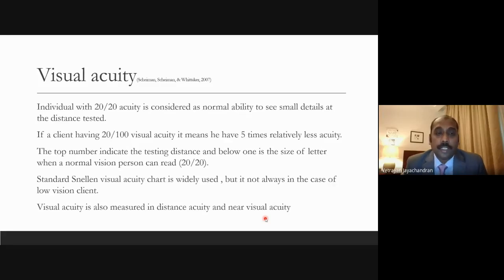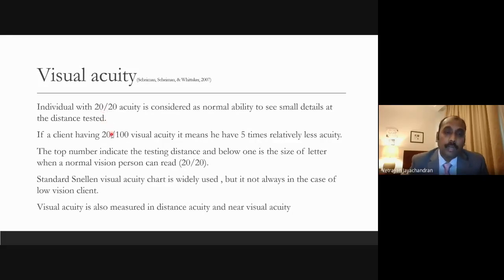So what does 20/20 mean? The first 20 mainly deals with the distance, the 20 meter distance, and you can read the letter size which is 20. So the letter size is 20. That means you can read the small letters from the 20 meter distance. That means your visual acuity is normal.